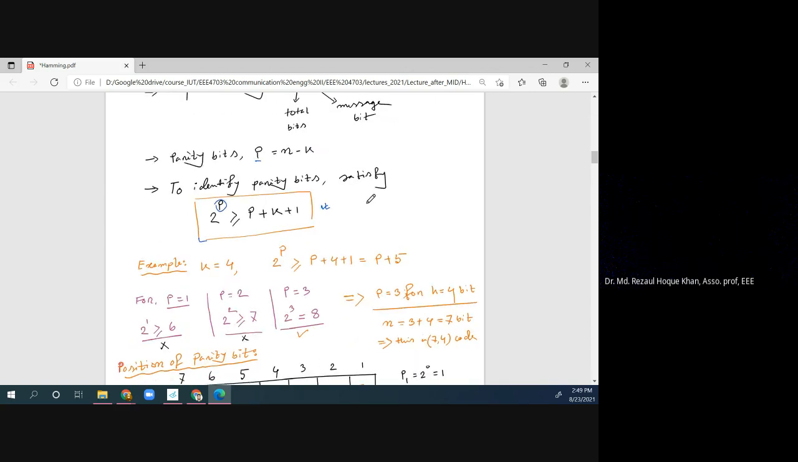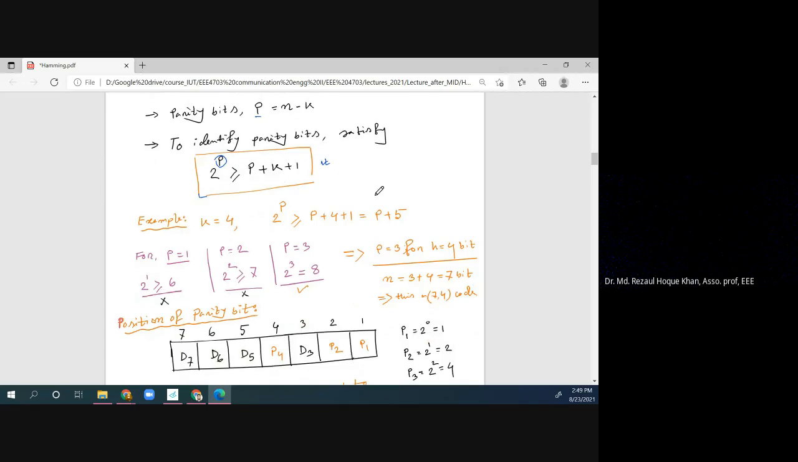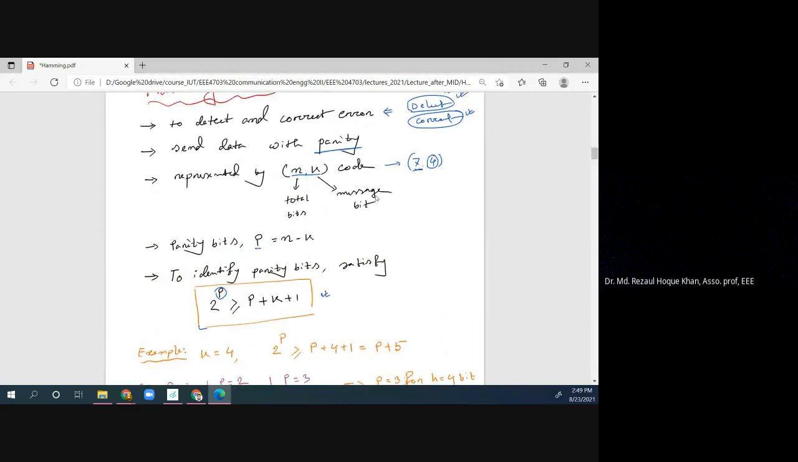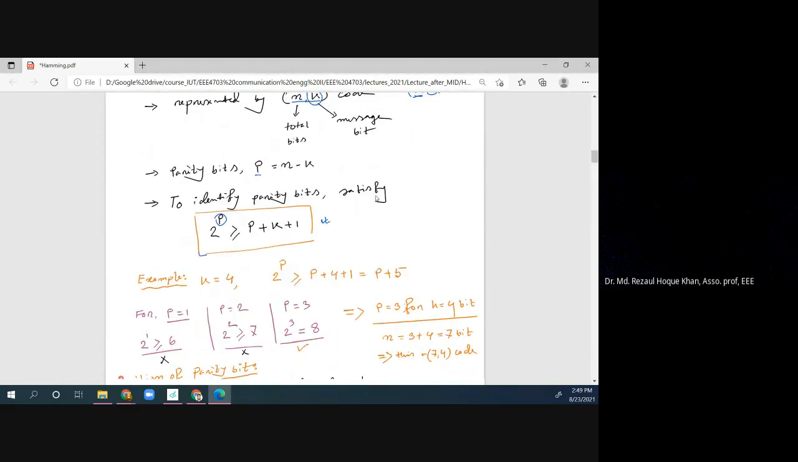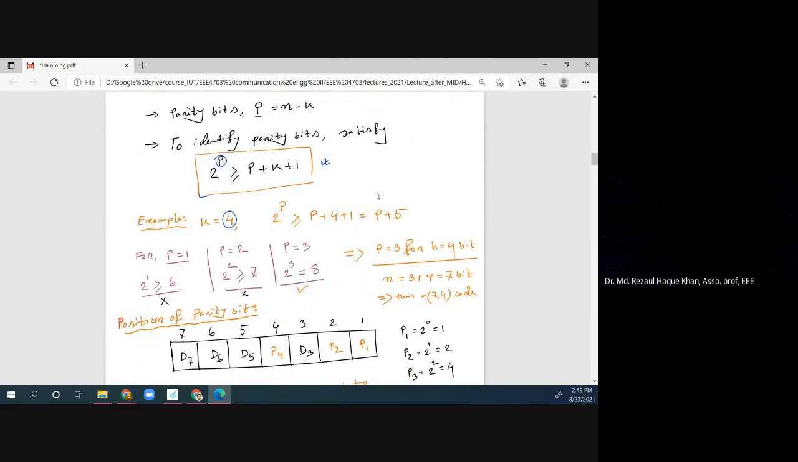Okay, so let's see an example. In this lecture, I will try to avoid giving you too much theory and try to give an example. Once you have an example, you can easily go back and find what the theory says. So it's more easily understandable. Here, K is the message bits. It's given that K equals 4, meaning 4 bits are message bits. If K is 4, then this becomes 2 to the power P greater than or equal to P plus 4 plus 1, which is P plus 5.